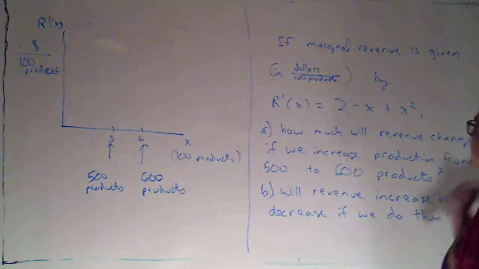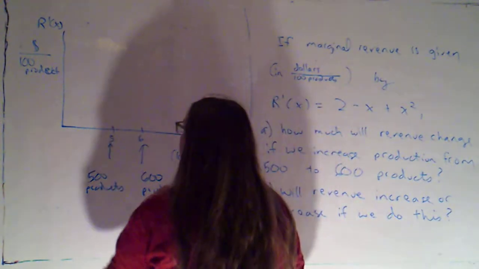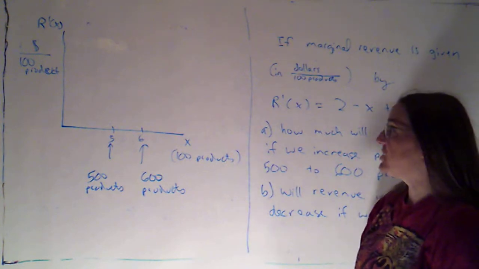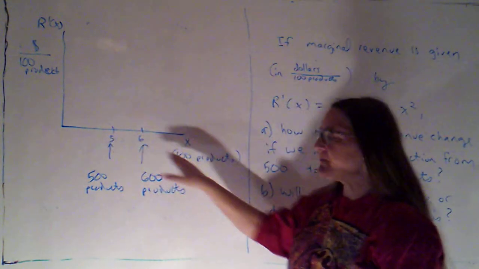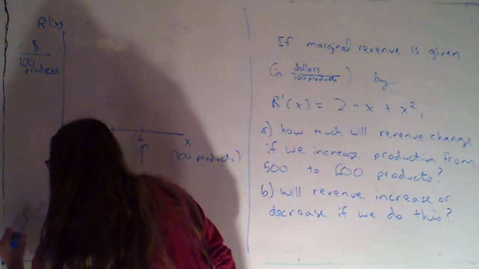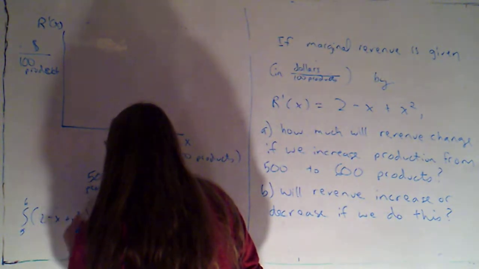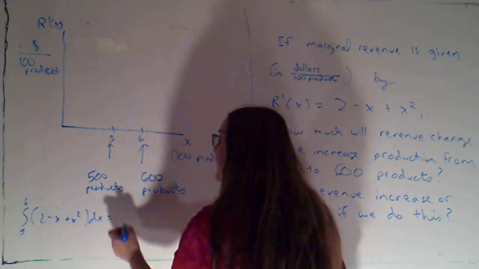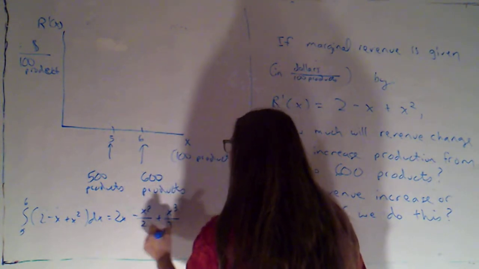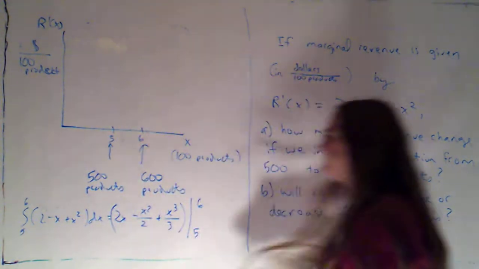Okay, and we're asked how much the revenue will change if we increase production from 5 to 6. Well, from 500 to 600, I'm going to get that by just integrating the rate of change. But I'm going to integrate it from 5 to 6 because of the way I'm working with those units. Okay. So we will have the integral from 5 to 6 of 2 minus x plus x squared dx. So that's going to be 2x minus x squared over 2 plus x cubed over 3. And that's all just evaluated between those endpoints.